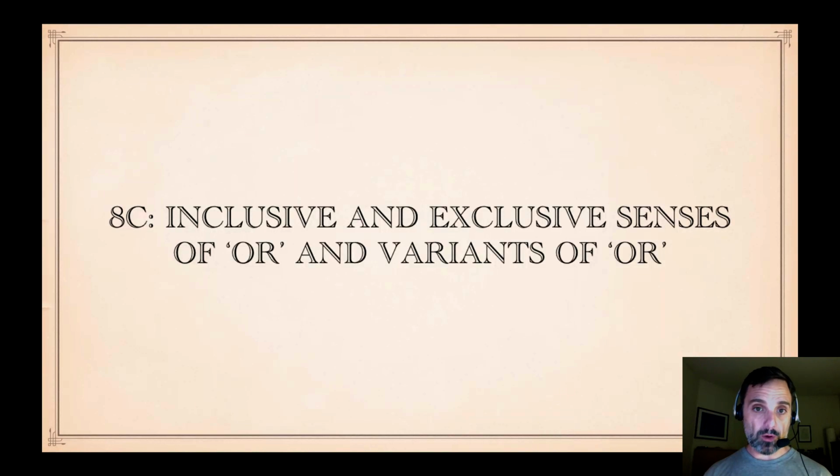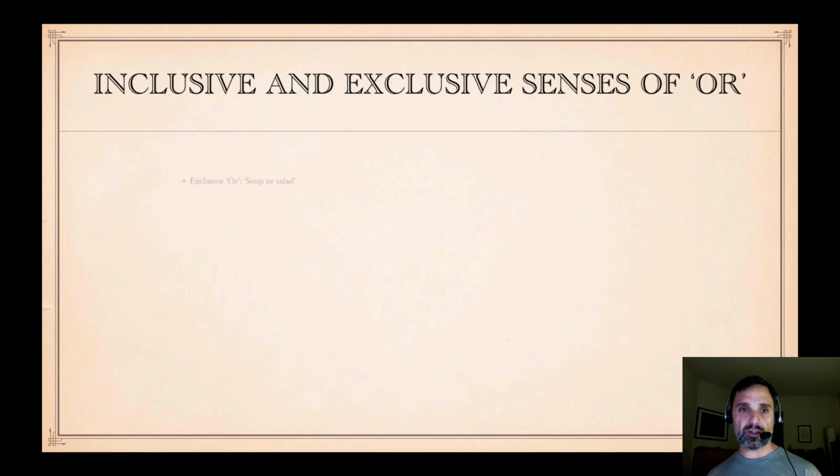In this video, I'm going to discuss the symbolization of or a little bit. I'm going to discuss the inclusive and exclusive sentence of or a little bit more, which we've already discussed in the previous video in the previous unit. And then the main variant of or, which is unless. Okay, so inclusive and exclusive sentences of or.